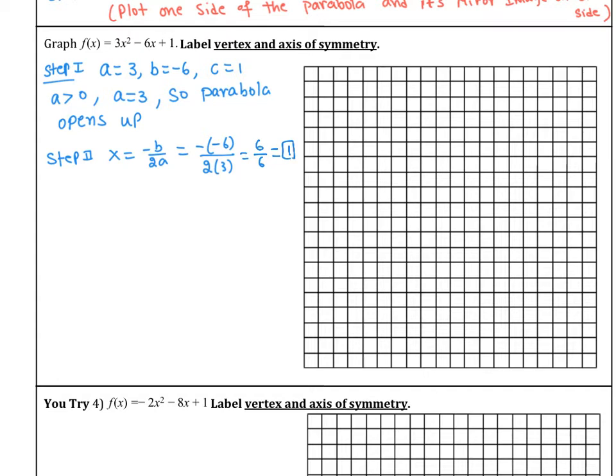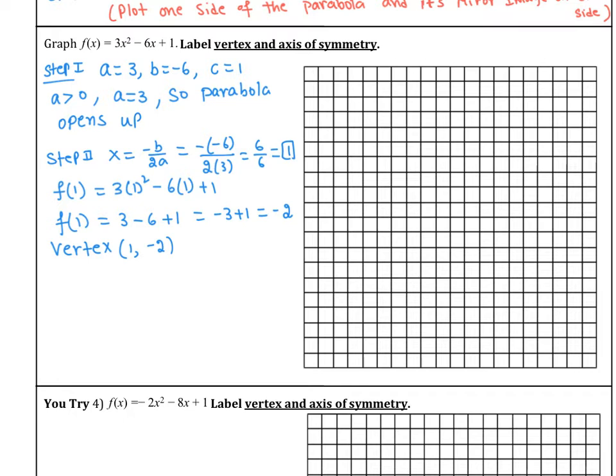Now you're going to use this x value and plug it into the given equation, x as 1, and you're going to find out the y value or the function value at x equals 1. So this is going to be 3 minus 6 plus 1. That is going to be negative 3 plus 1 and it's negative 2. So the vertex is going to be 1 comma negative 2.